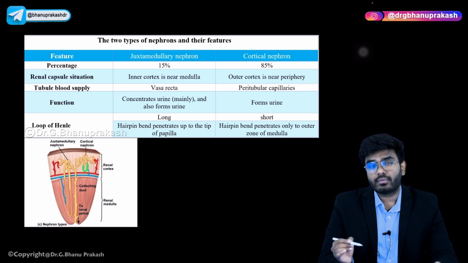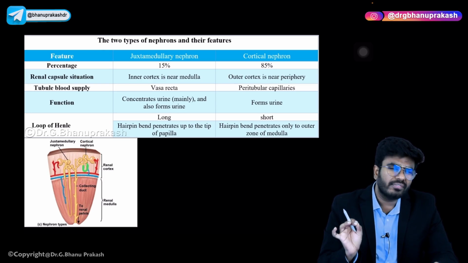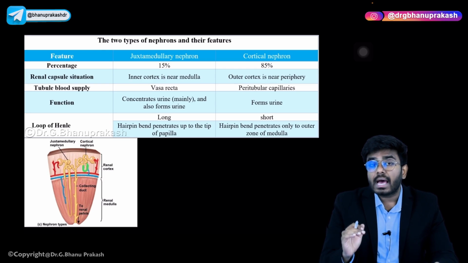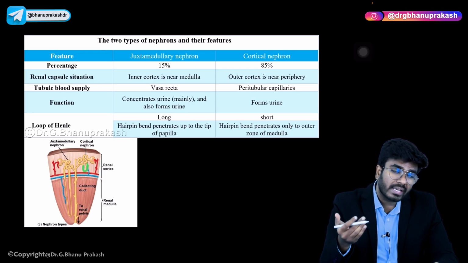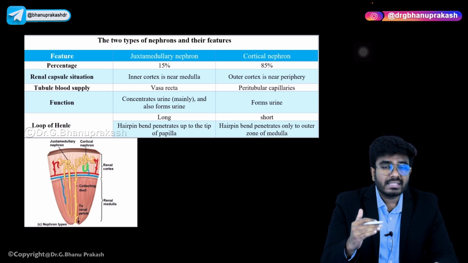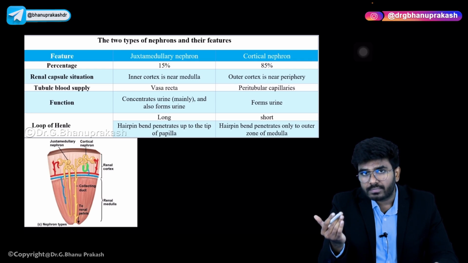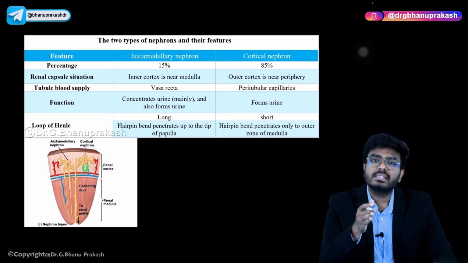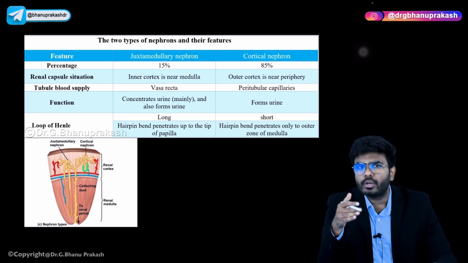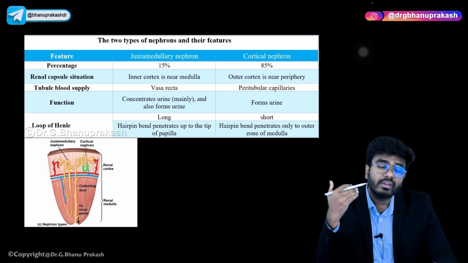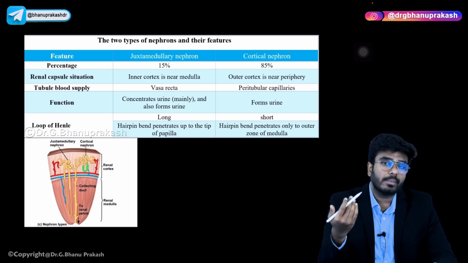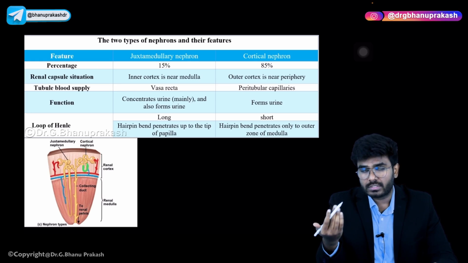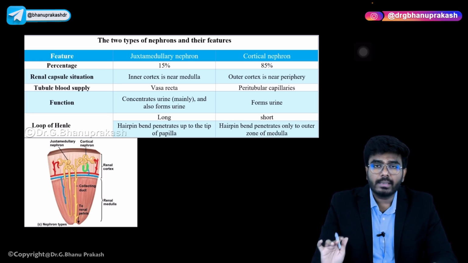But there are certain nephrons which are very few in number, almost just 15%. These nephrons are present at the junction of cortex and medulla. So we can call them juxtamedullary nephrons. In the name itself it's very clear. Juxta means simply beside the medulla or near the medulla, so whatever nephrons are there, you can call them juxtamedullary nephrons. Now, how many types of nephrons are there? Two types.